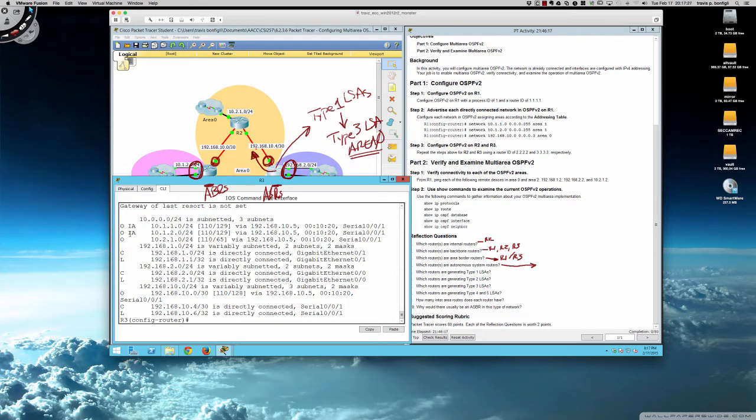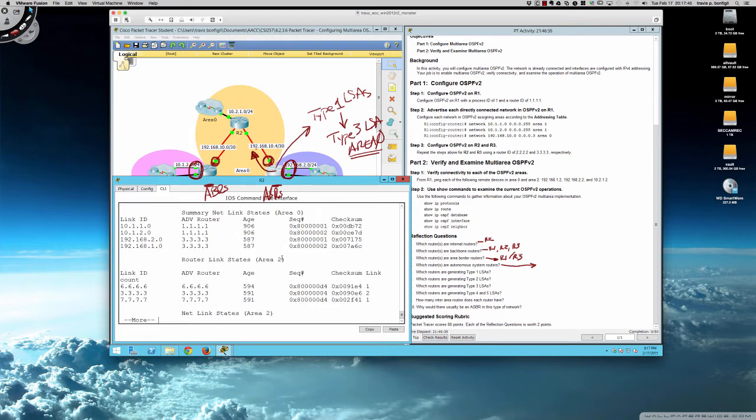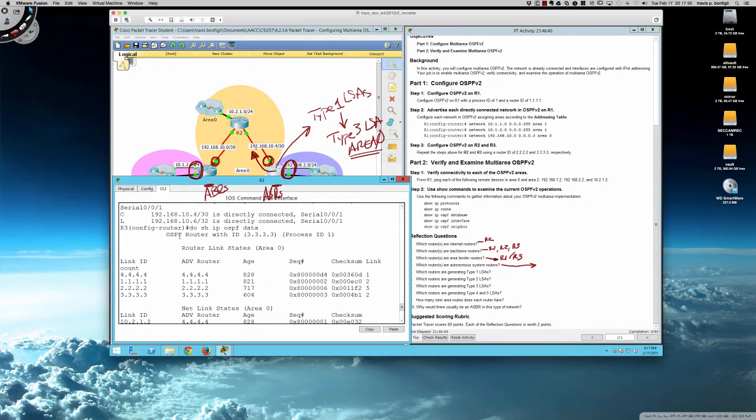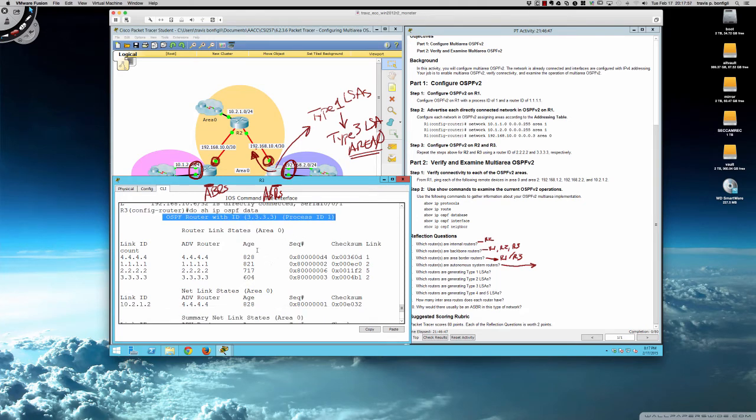All right, so we see a number of type 3 LSAs that have been learned by router 3 as well. He's learning about the networks that are over here behind router 1 in area 1. So if I were to type do show IP OSPF database, what do I see? Let's roll back up here. It kind of rolled off the screen there. So it tells me my router ID and the process ID that I'm using on this router. As you can see here, router link states in area 0.